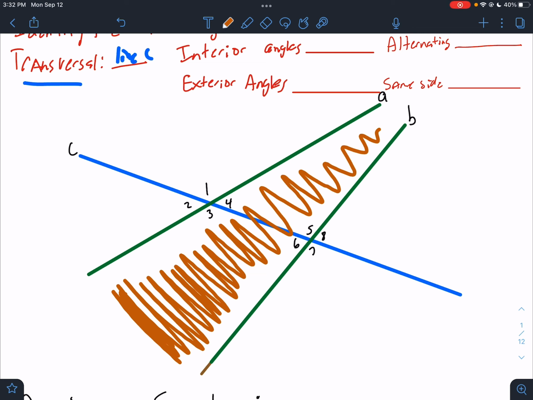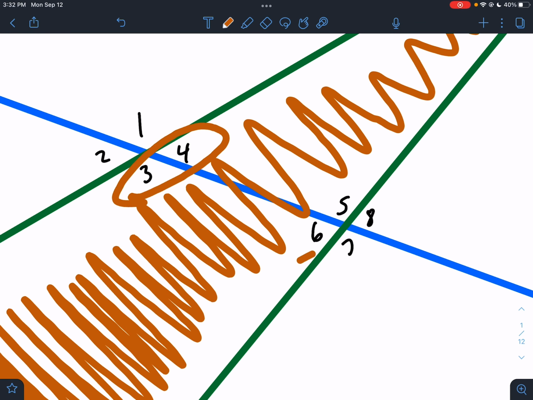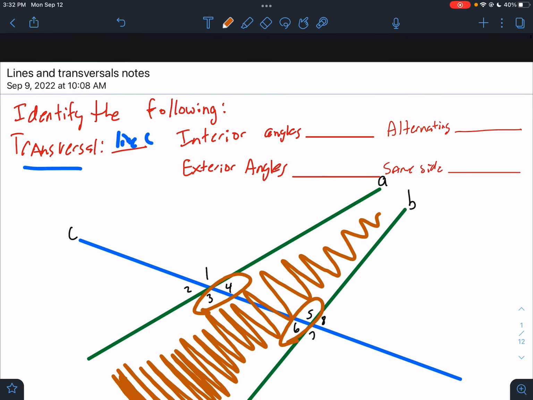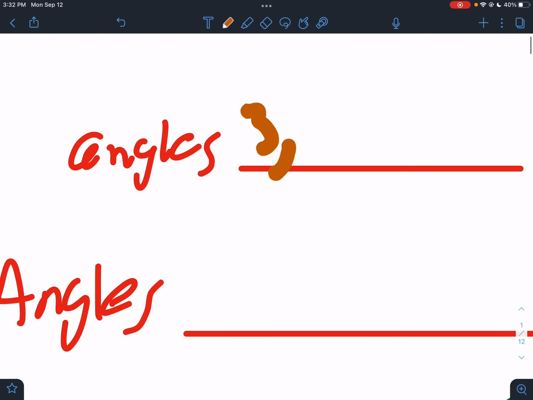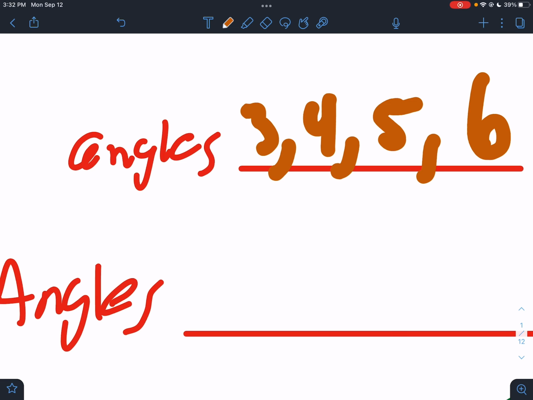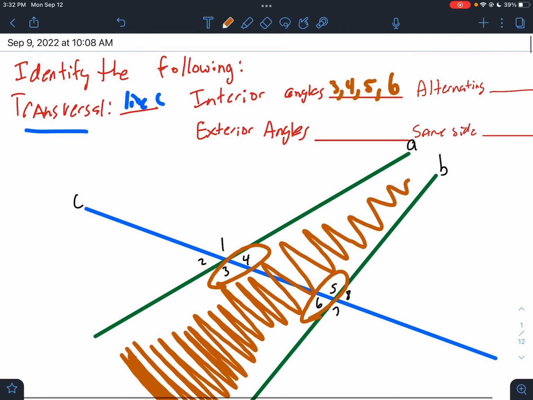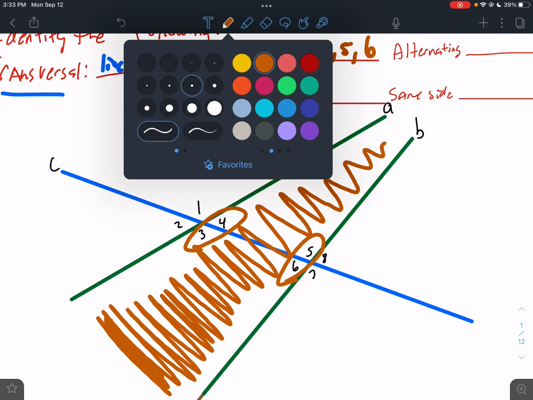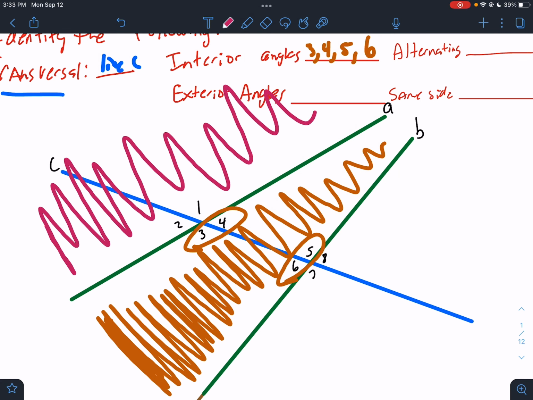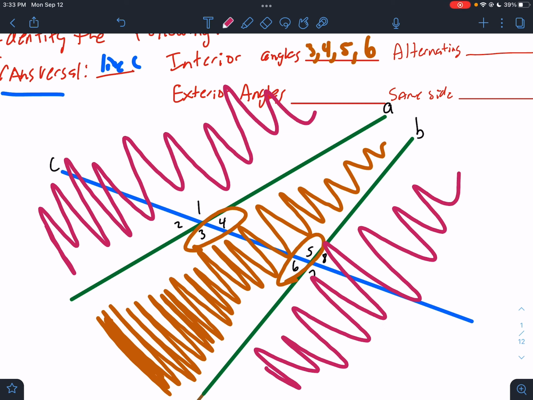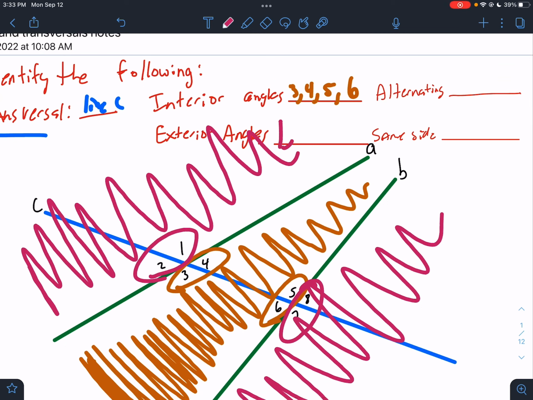But that's what it's talking about, the space between the other two lines. What angles are chilling on the interior? It's 3, 4, 5, and 6. We would call those interior angles, 3, 4, 5, and 6. Which angles are chilling on the exterior? Well, the exterior is everything else. This is all exterior. This is all exterior. We're only talking about how it relates to the two green lines, the other lines. 1 and 2 are out there. 7 and 8 are out there. So my exterior angles are 1, 2, 7, and 8.